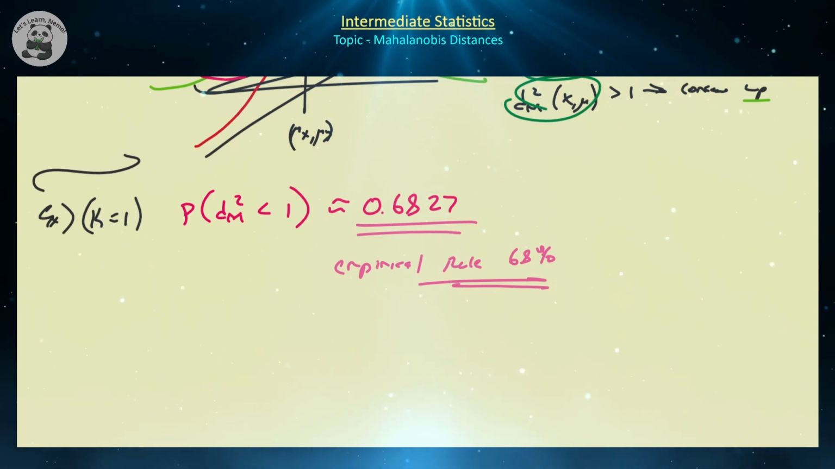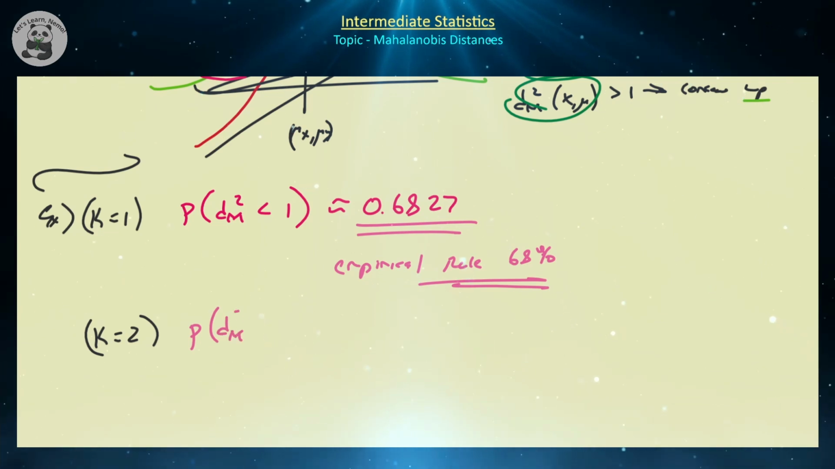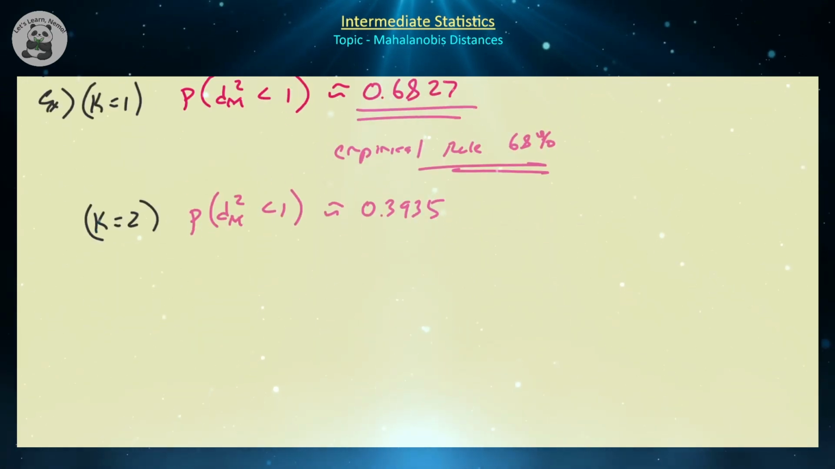Now, if I increase the dimension to 2, will the percentage of points that are within 1 Mahalanobis distance from the mean be the same? Will it be higher? Will it be lower? One can directly find that. What's the probability that the squared Mahalanobis distance is less than 1 for a two-dimensional feature space? One can find that it's approximately equal to 0.3935. So it's less. Well, is that really the case for all higher dimensions?